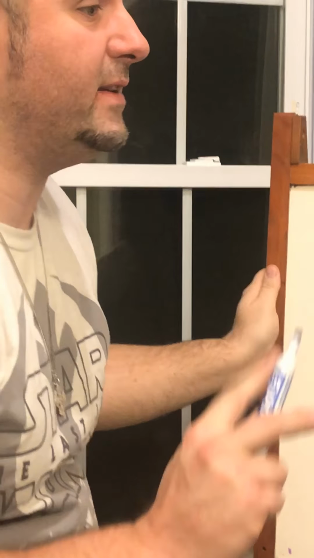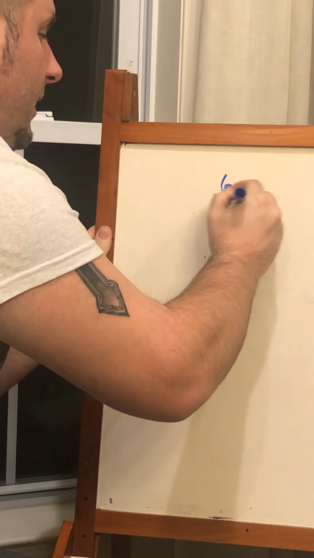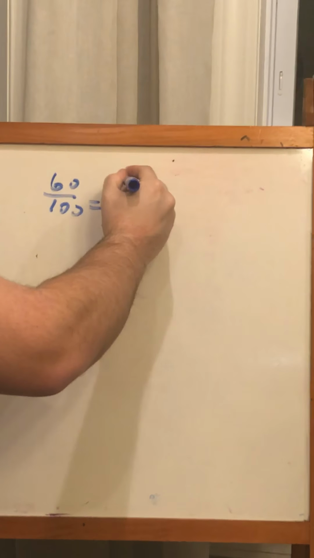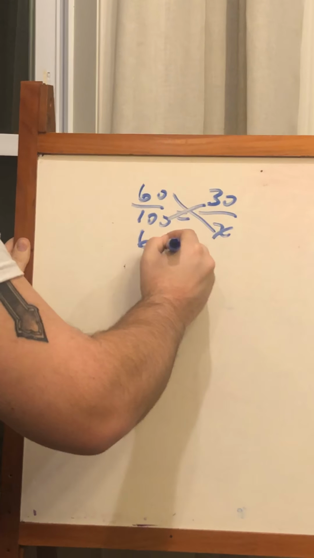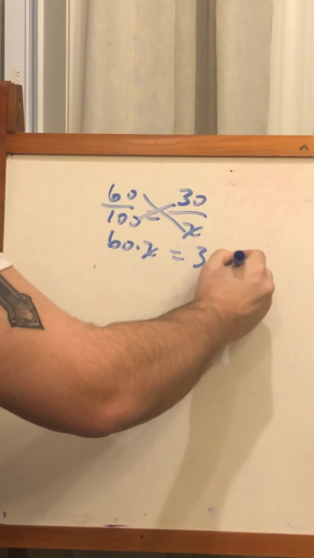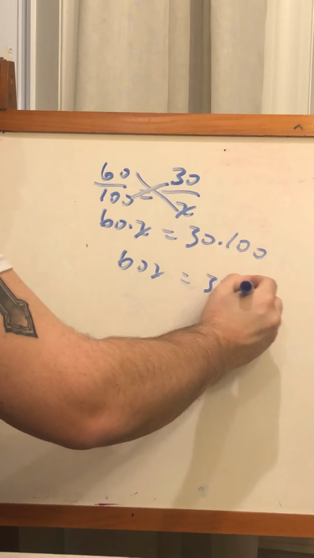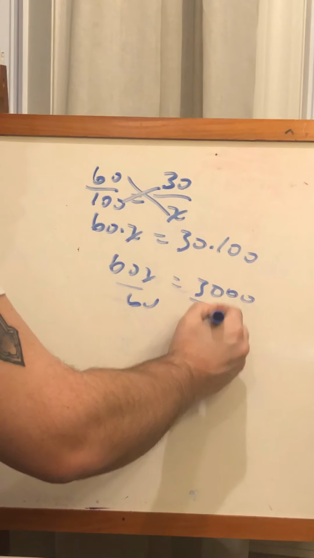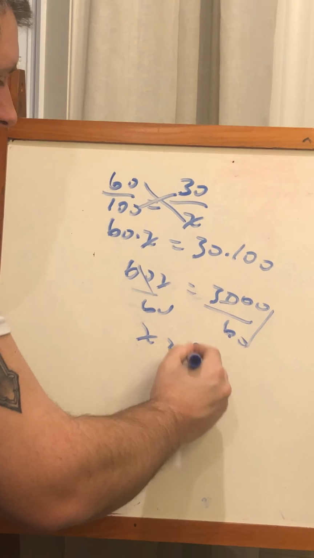All right, number 8. 30 is the part, 60% of, we don't know the total. So we know 60% of 100, 30 is the part. Cross multiply, 60 times x, 30 times 100, 60x, 3,000 divided by 60, divided by 60, x is equal to 50. That's our answer.